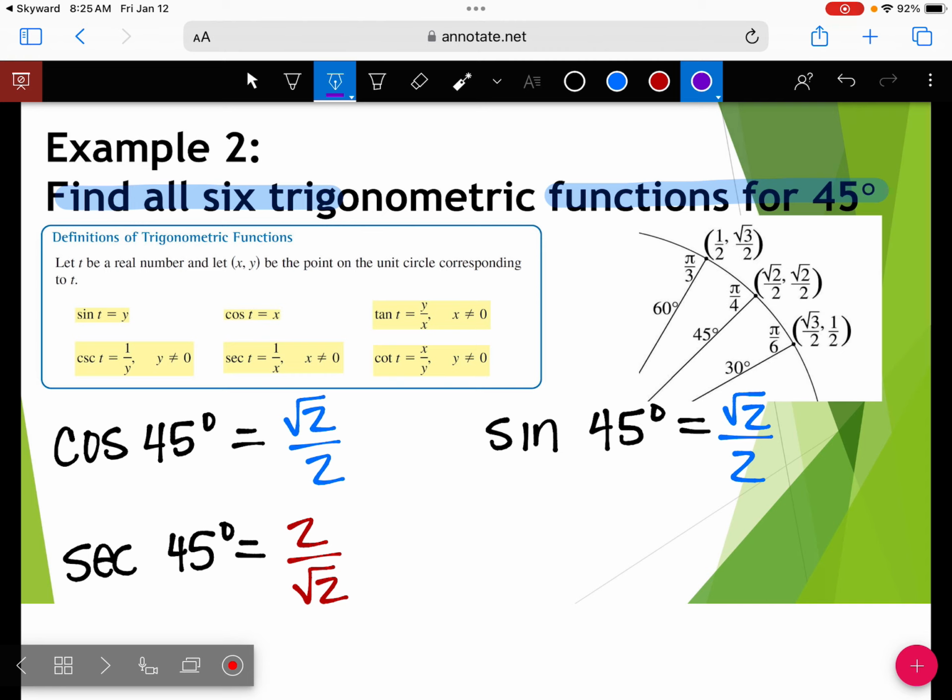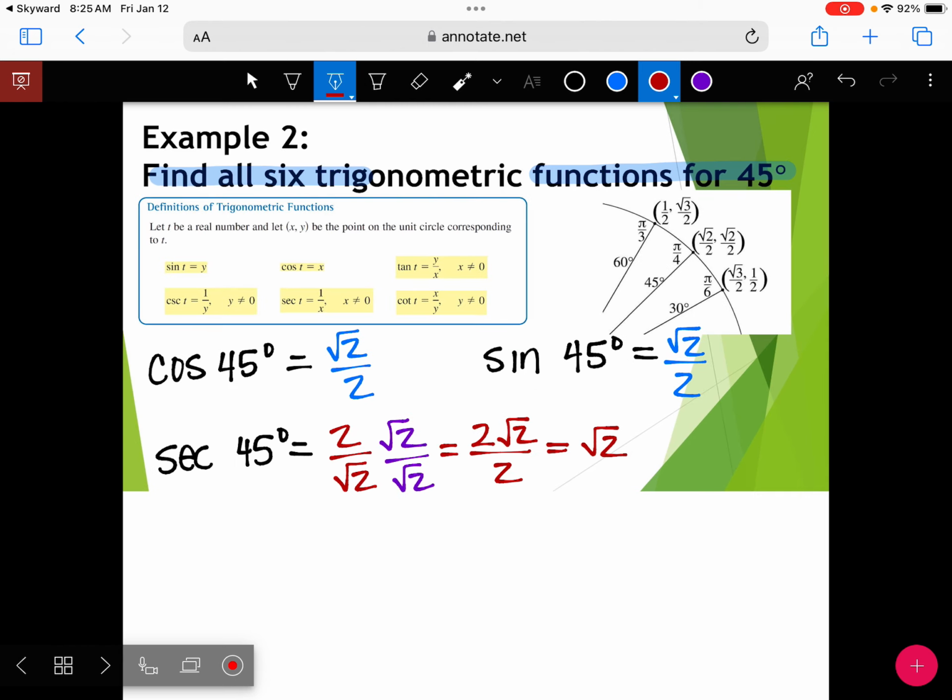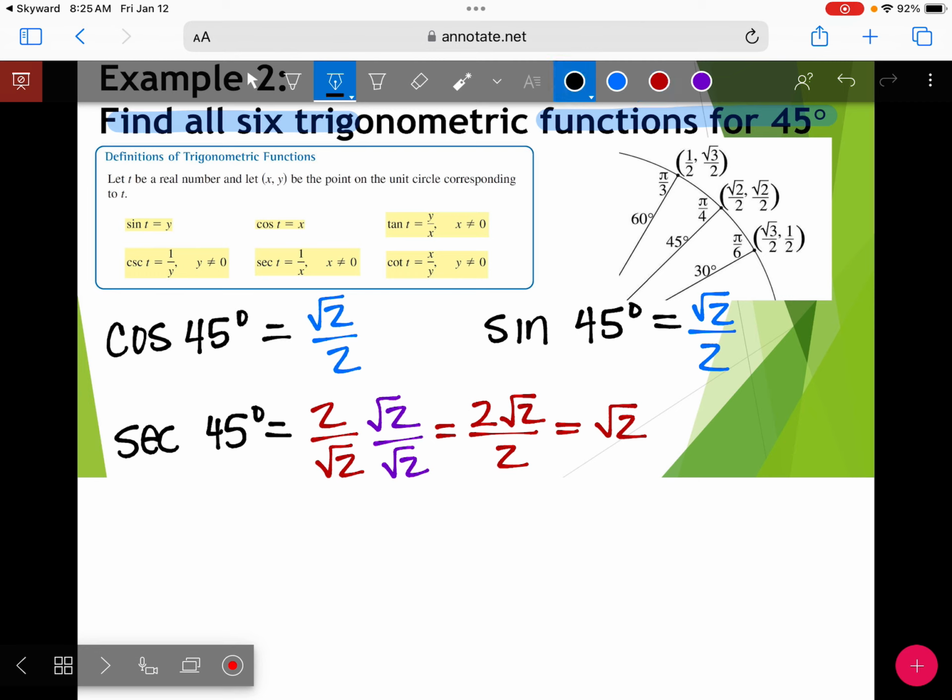Okay, so when we rationalize this, we get 2 root 2 over 2. And what else can I do here? What's going to cancel out? The 2's. Good. So my final answer is just the square root of 2. So when we do our cosecant of 45 degrees, we don't necessarily need to repeat those same steps because it's going to be the exact same answer again. We get that it is just the square root of 2.